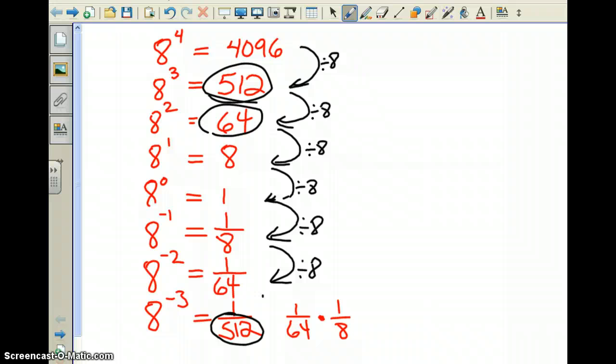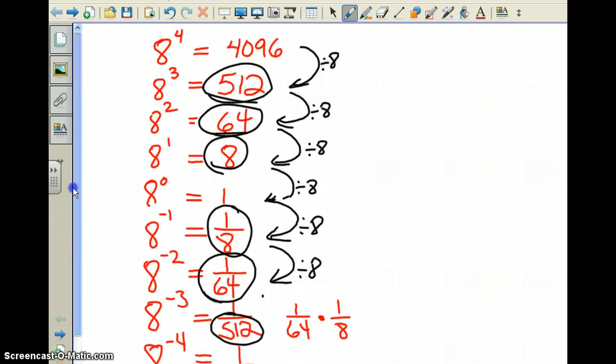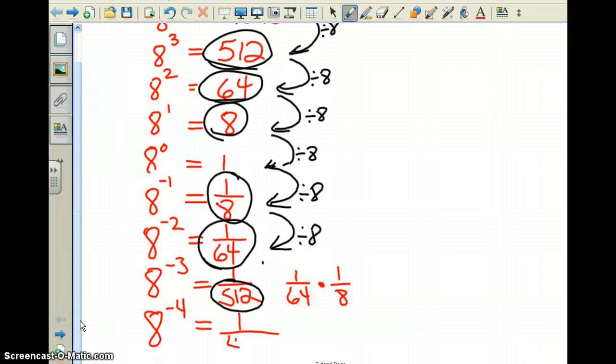8 squared is 64. 8 to the negative 2 is 1/64. 8 to the first is 8. 8 to the negative first is 1/8. So now when I go down to calculate 8 to the negative 4th, I know my answer is going to be 1 over however much 8 to the 4th was, 4,096. And then if I wanted to keep going, for example, 8 to the negative 5th would be 1 over however much 8 to the 5th is.